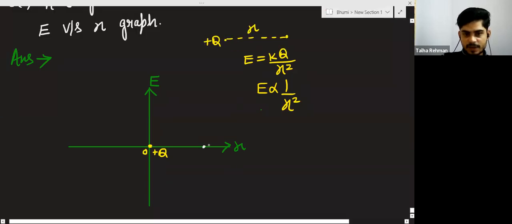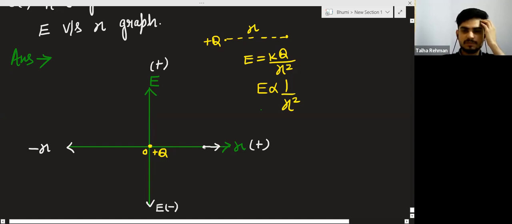So I am here, I want to find the electric field here. The direction of electric field is in this direction. This is positive X, and this direction is the negative X. This is the positive electric field axis, and this is the negative electric field axis. Here the distance is positive and the electric field is also positive, because this is the positive direction of electric field. This is the first quadrant. So the graph of this will be like this.